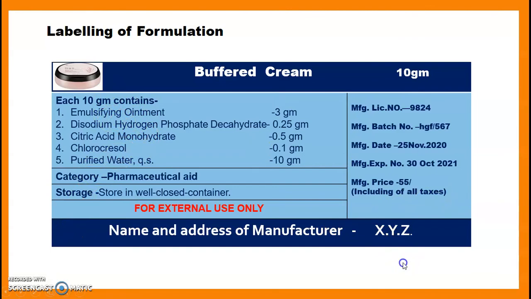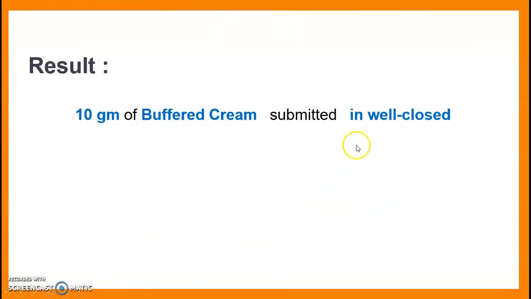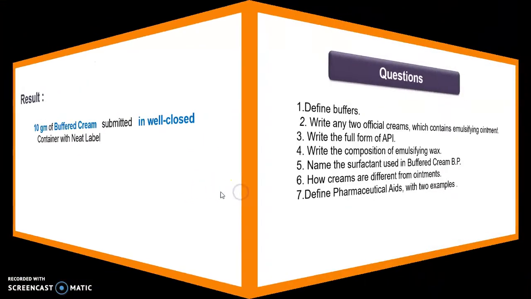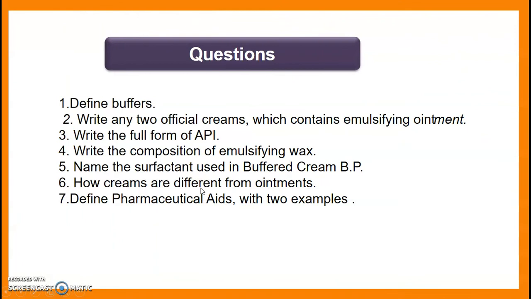After that, we move toward the result. Result should be written in such a manner: 10 gram of buffered cream submitted in a well closed container with the neat label. In this way, we finish our buffered cream preparation. After that, we move toward the question answer session.